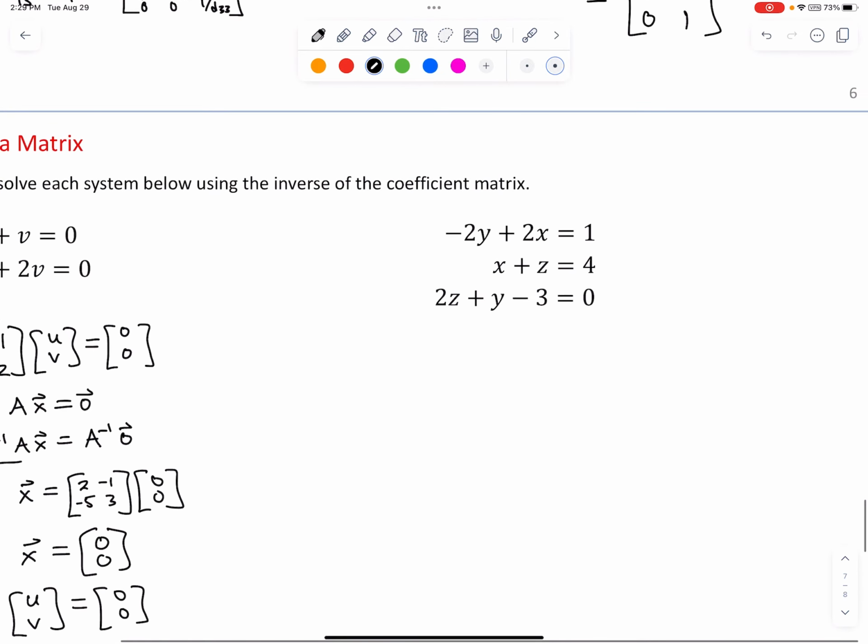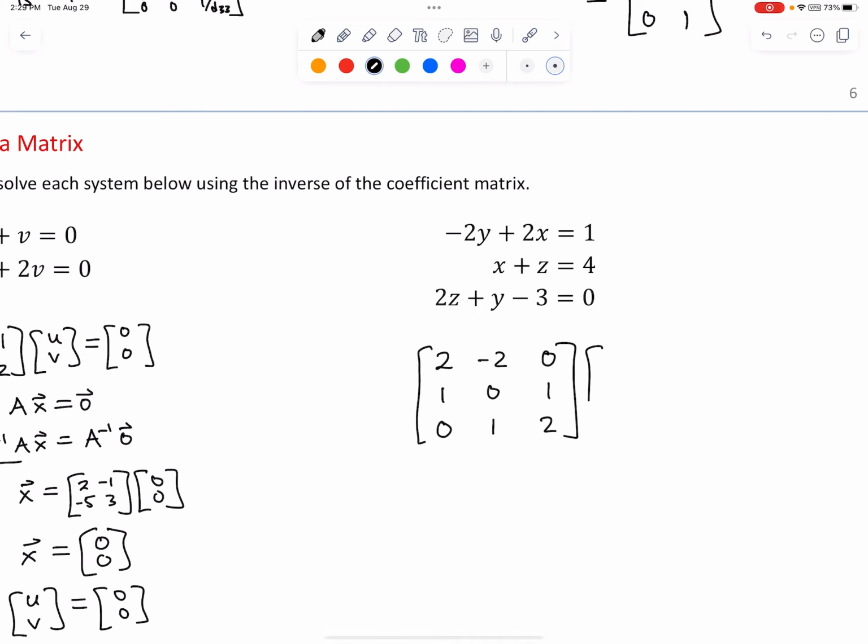Okay, let's take a look at this one here. This time we have x's, y's, and z's. So we have a 3 by 3 system. We have 3 variables, 3 equations. The coefficient matrix will be square. So here's our coefficient matrix. Multiply that by the variable vector of x, y, z variables. And this should be equal to the vector of constants.